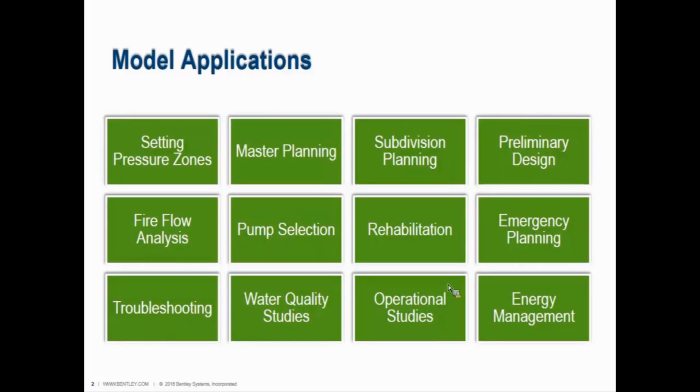Or perhaps it's rehabilitation studies to determine if you replaced a line in a particular area and it improved the C factor or the C value, the friction, how much of a pressure benefit would that yield for you? And you can answer those questions just by simply creating a new physical alternative, changing the C factor, and comparing and contrasting the pressure and flow differences that you see either visually or in a graph somewhere.